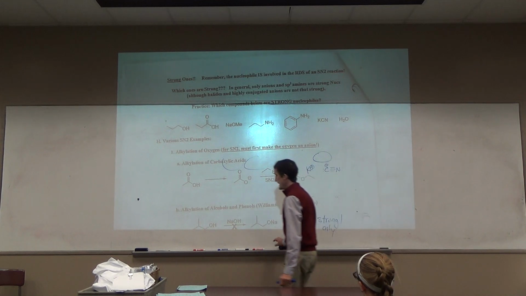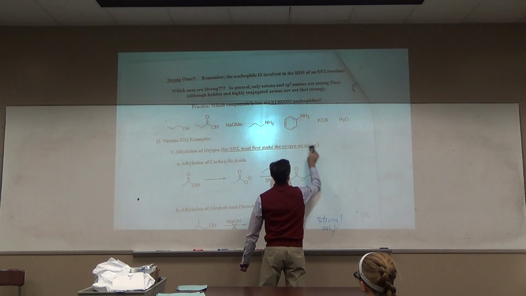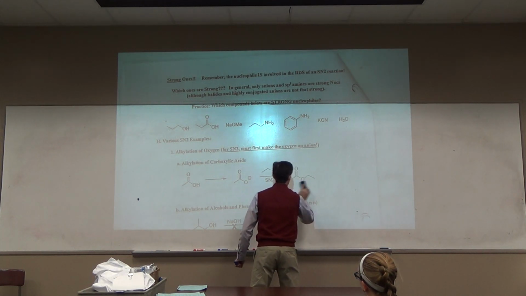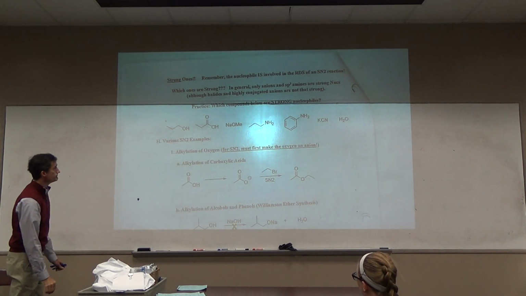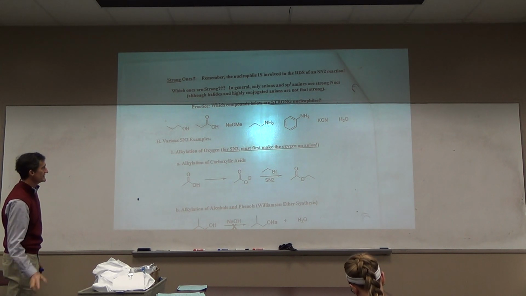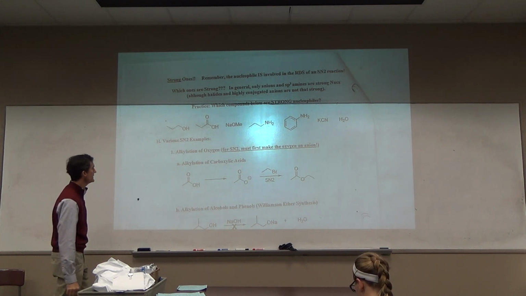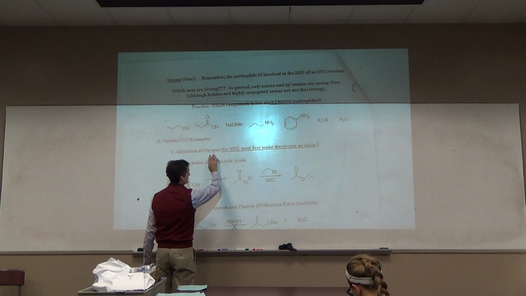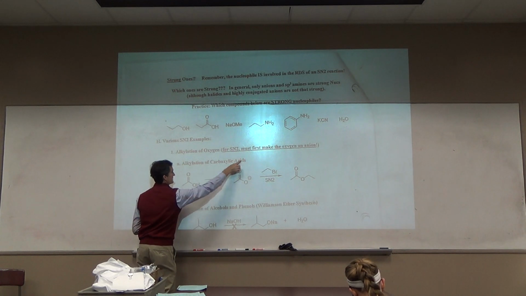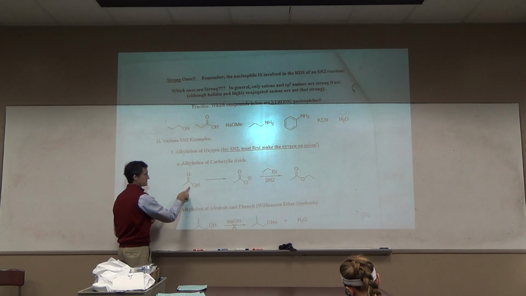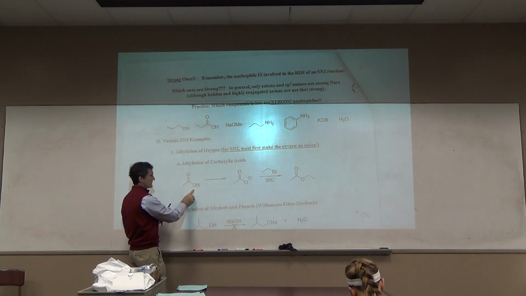Okay, let's look at examples of SN2. Some examples and some terminology. What can we do with SN2? What type of functional groups can we make? Number one, alkylation of oxygen. Alkylation of a carboxylic acid. We can make esters by alkylating the oxygen.